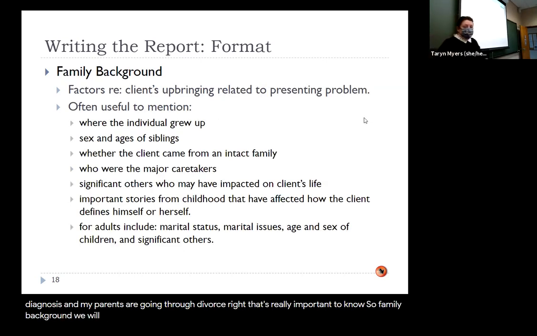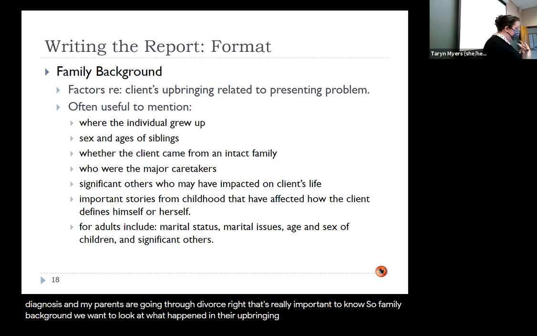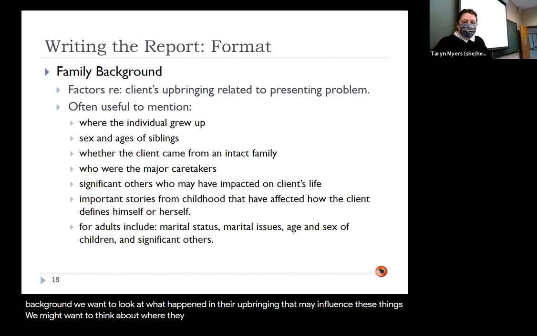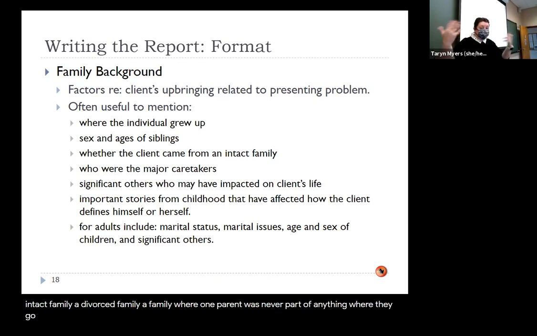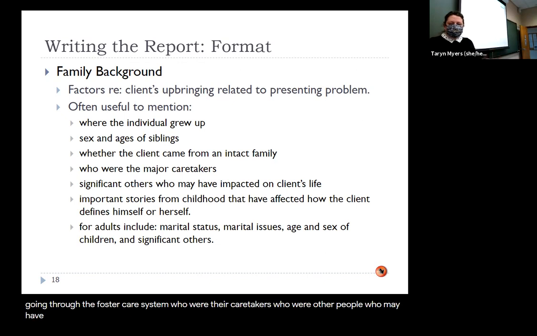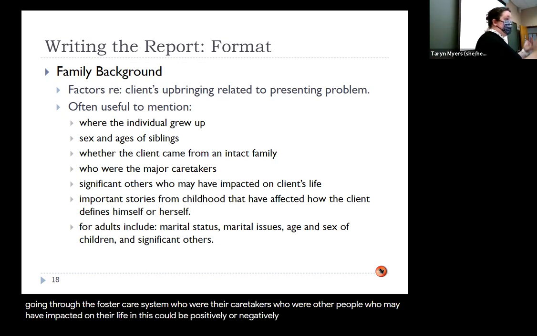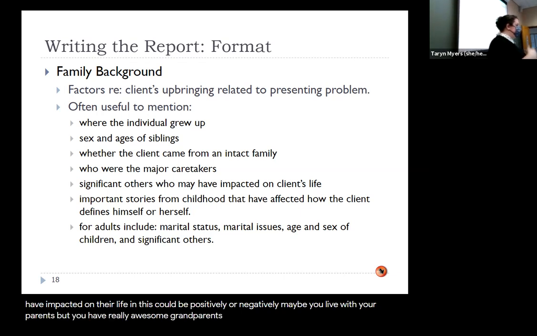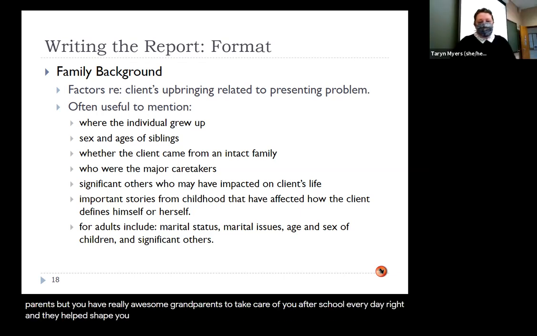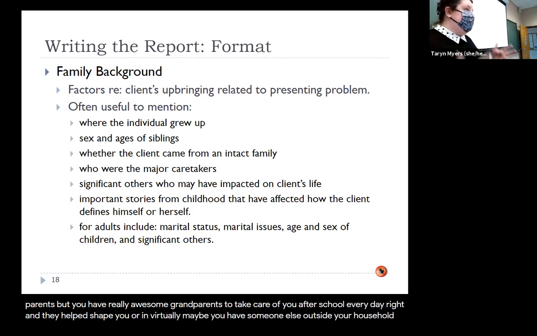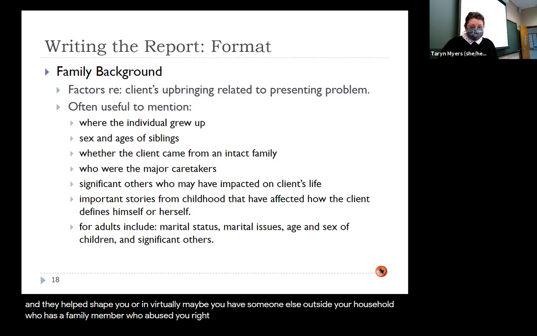So family background, we want to look at what happened in their upbringing that may influence these things. We might want to think about where they grew up. Do they have siblings? Did they come from an intact family, a divorced family, a family where one parent was never part of anything? Were they going through the foster care system? Who were their caretakers? Who were other people who may have impacted their life? And this could be positively or negatively. Maybe you live with your parents, but you have really awesome grandparents who take care of you after school every day, right? And they help shape you. Or unfortunately, maybe you have someone else outside your household who is a family member who abuses you, right? Important stories from childhood that might affect the person.